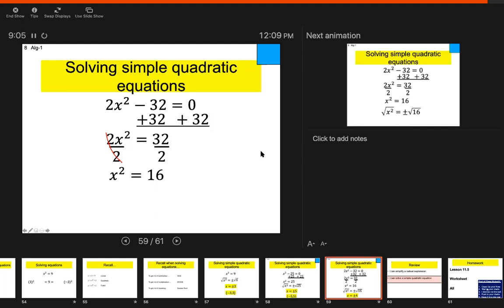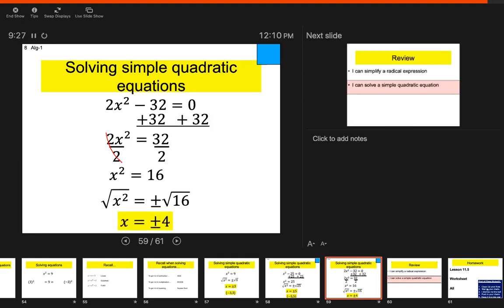Got to be careful. We've got a quadratic. When we take the square root of both sides, the number, that 16 right there, gets a plus or minus. The plus or minus is on the outside, not the inside. Square rooting and squaring cancel each other. Square root of x squared is x. It's even. Half of 2 is 1. Square root of 16 is 4. So we get x equals plus or minus 4.